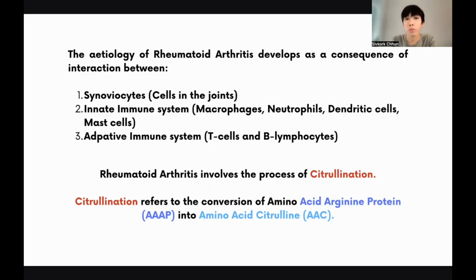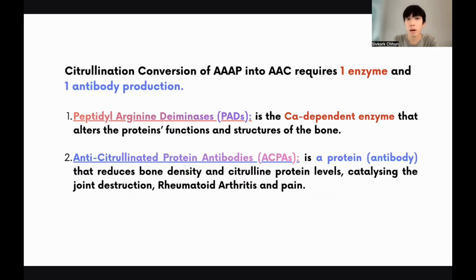I will go into detail about rheumatoid arthritis. It occurs with a process called citrullination. Citrullination is a process that converts the amino acid arginine in a protein into the amino acid citrulline. So citrullination, the conversion of arginine into citrulline, needs one enzyme and one antibody production. The enzyme needed for this conversion process is called peptidyl arginine deiminase (PAD), a calcium-dependent enzyme that alters the function and structure of proteins in the bones.